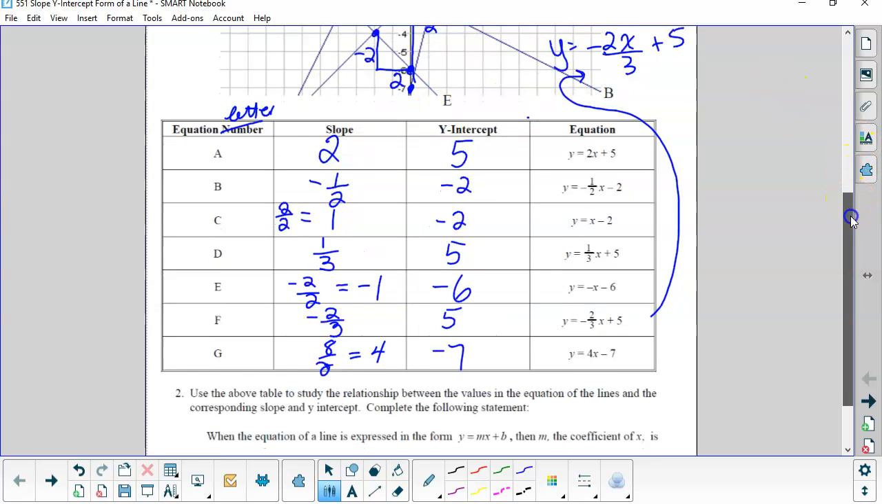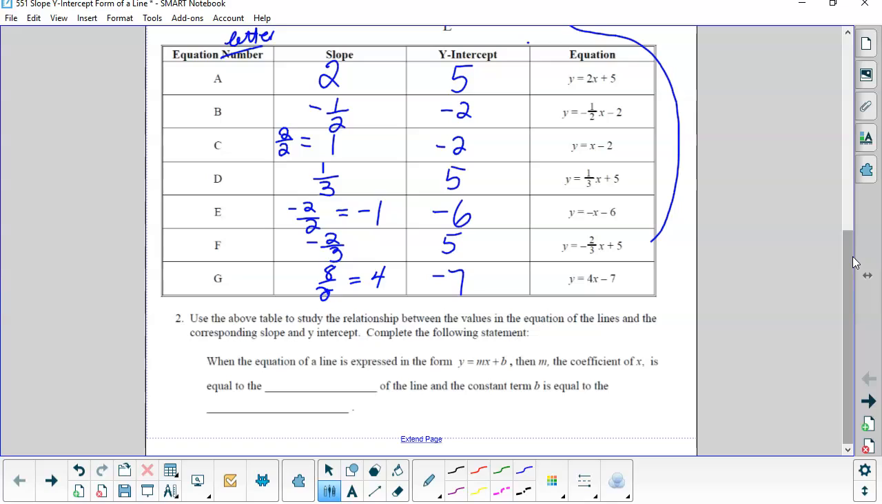Okay, so it says use the above table to study the relationship between the values in the equation of the lines and the corresponding slope and y-intercept. Complete the following statement. When the equation of a line is expressed in this form, m, the coefficient of x, is equal to the slope of the line, and the constant term b is equal to the y-intercept.